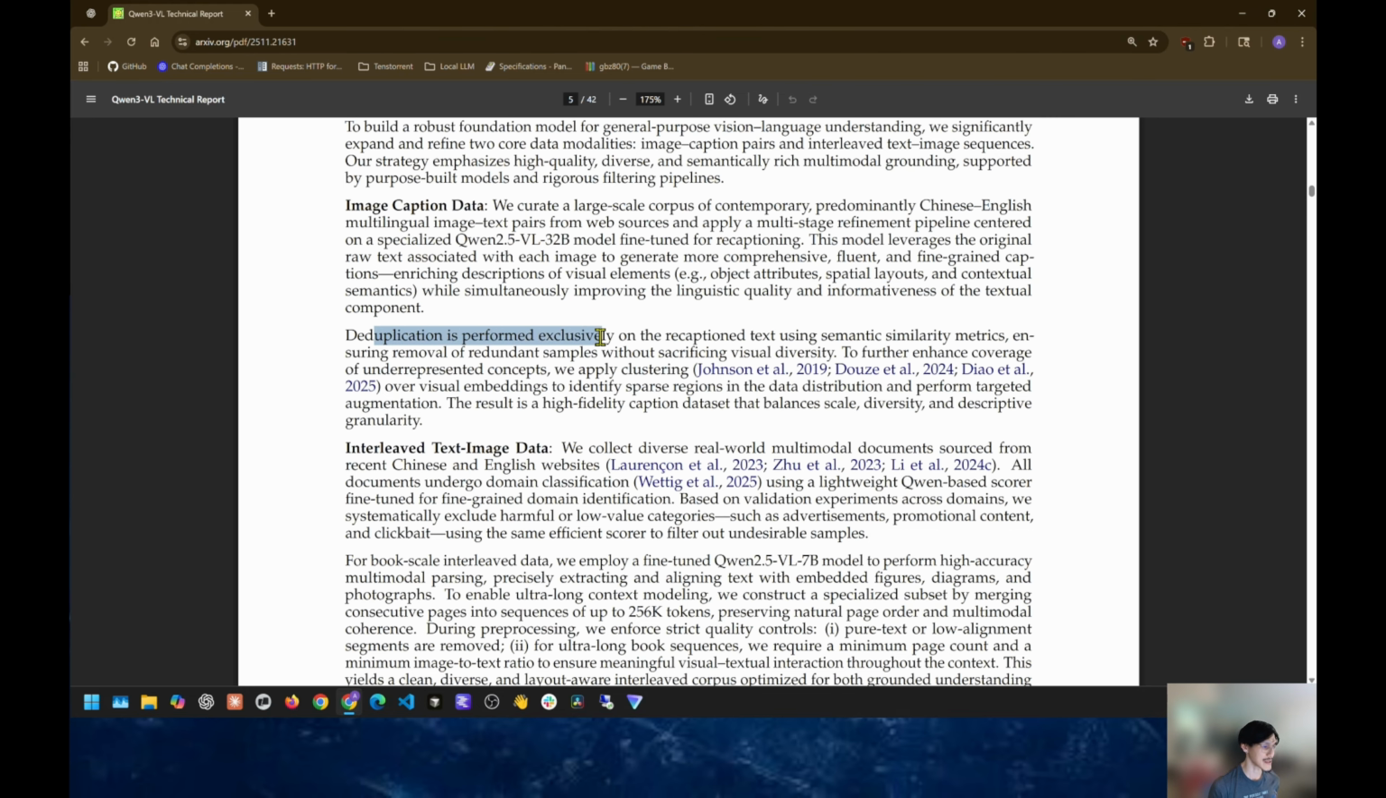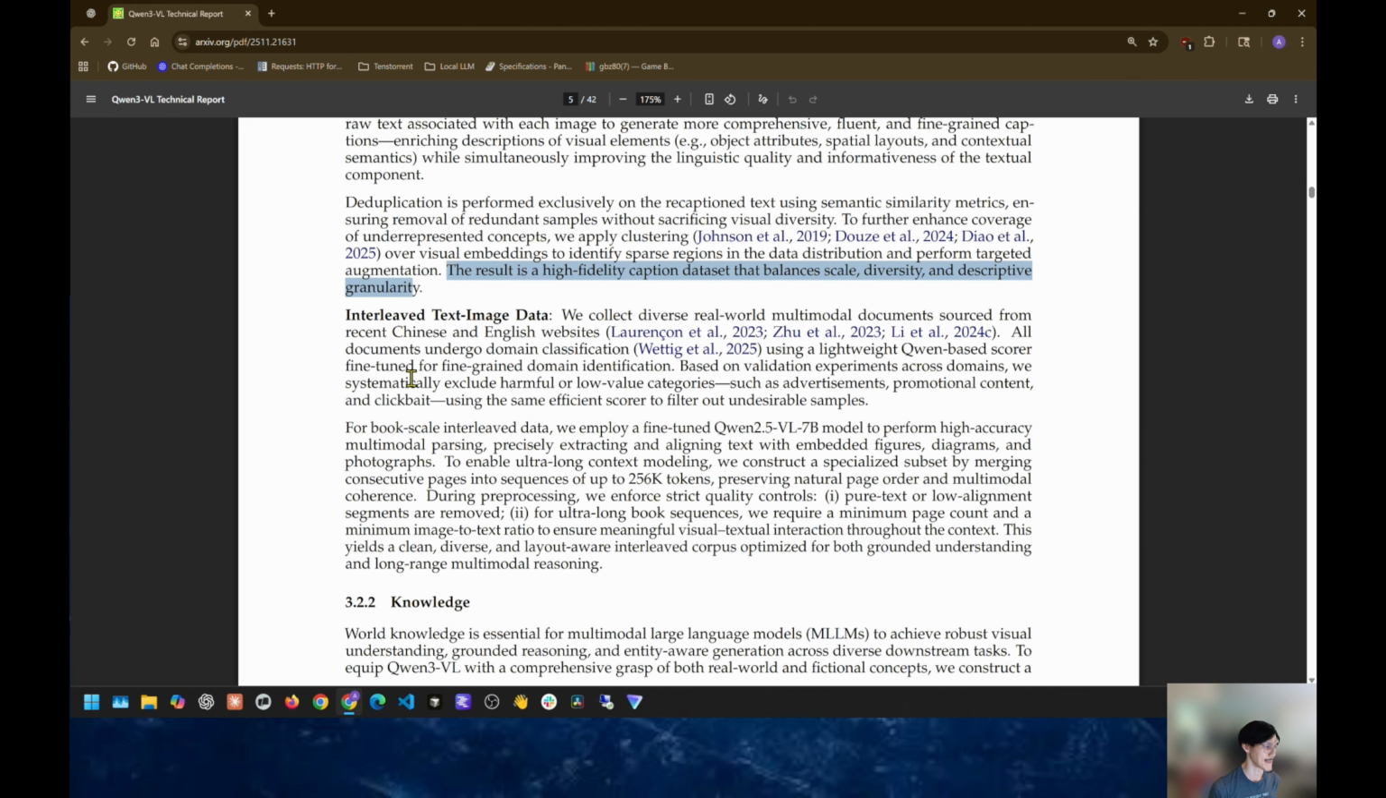Deduplication is performed exclusively on the recaptioned text using semantic similarity metrics, ensuring removal of redundant examples without sacrificing visual diversity. To further enhance coverage of underrepresented concepts, we apply clustering over visual embeddings to identify sparse regions in the data distribution and perform targeted augmentation. The result is a high-fidelity caption dataset that balances scale, diversity, and description granularity.